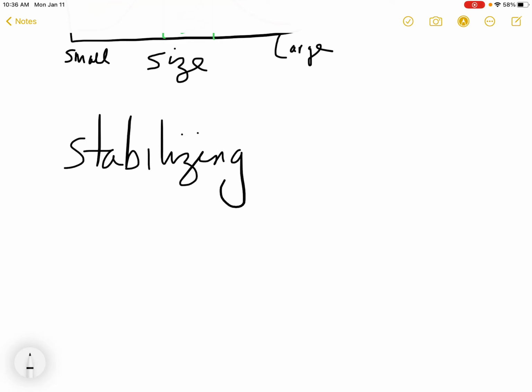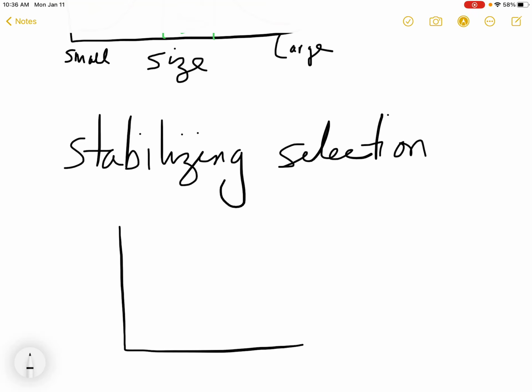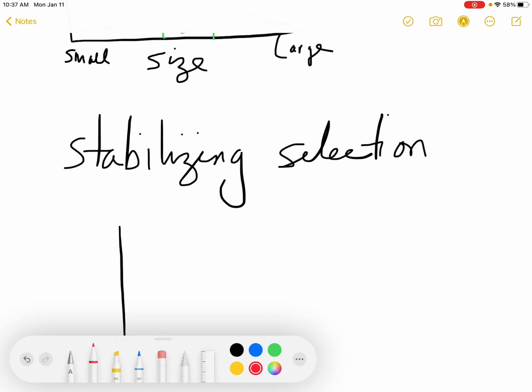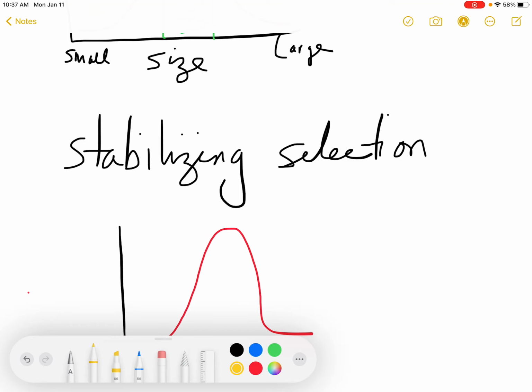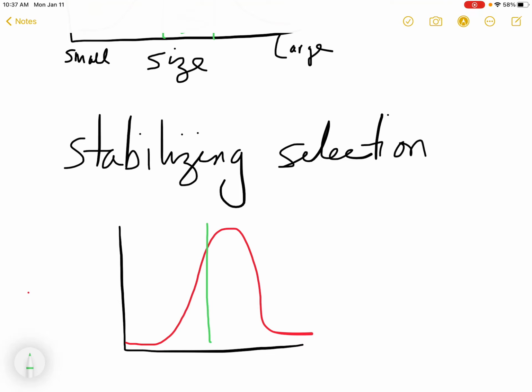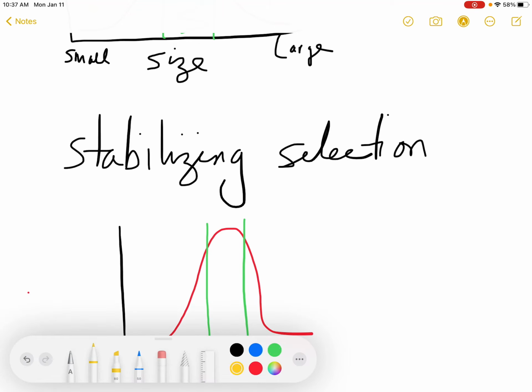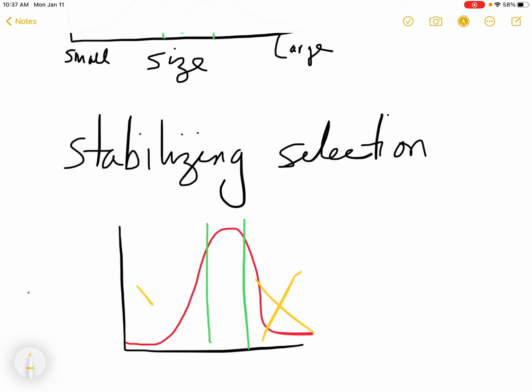Stabilizing selection is very simply an environmental event that sort of selects for the most intermediate of the traits. So if we think about this here, here's our graph. Then what this selection would do is it would tend to sort of work against having a very large size or a very small size. The environmental change would favor those who had the most intermediate or the middle ground.